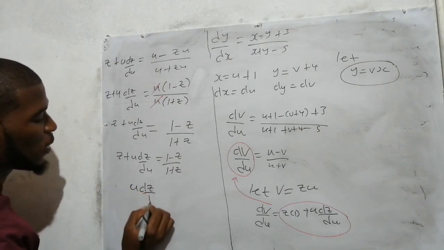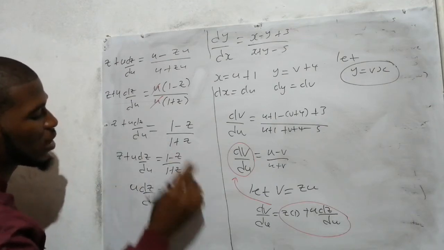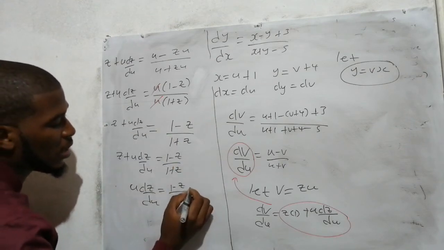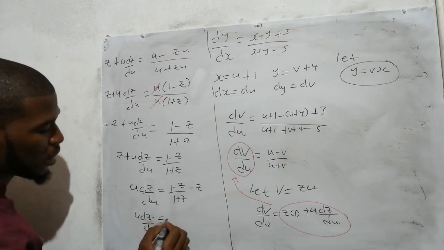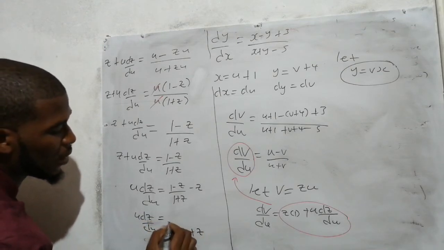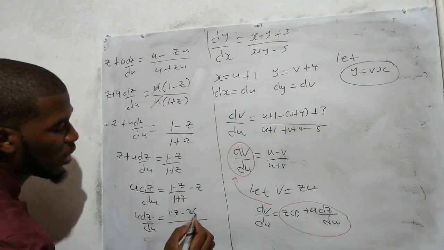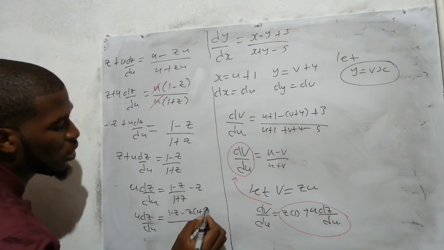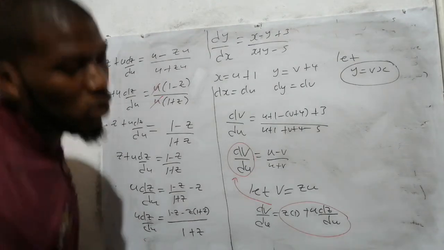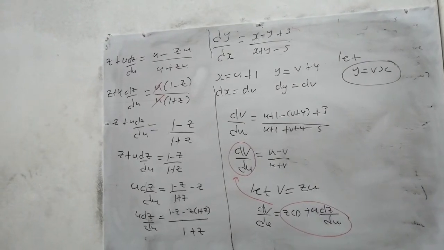u dz over du equals 1 minus z over 1 plus z. We take z to the other side, so when it goes that side, it changes the sign. It's no longer positive, but negative, minus z. 1 plus z equals LCD. If you've forgotten how to take the LCD, go to that little brother of yours doing grade 7 and he'll show you how to take the LCD. So now we're going to multiply, we're going to expand.